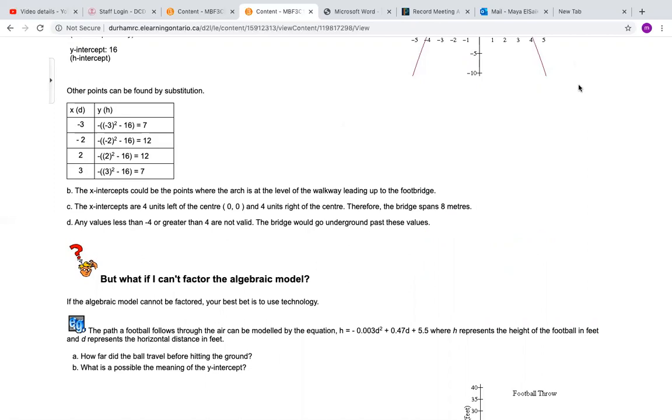Now, sometimes we can't factor. Sometimes it's harder to factor. And then we need to figure out another way to solve the problem. And that's when we're going to have to use technology.